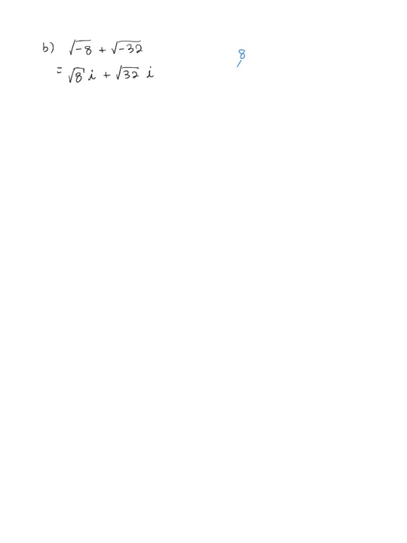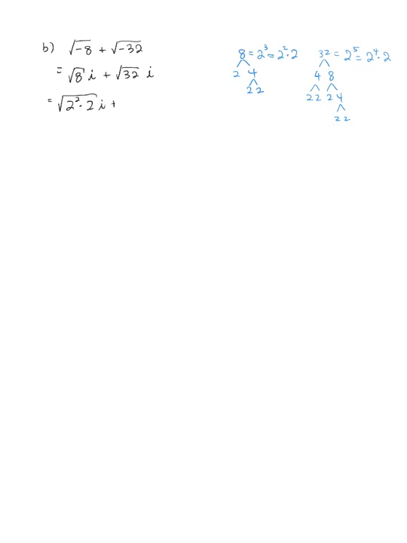Then I'm going to break down our 8. 2 times 4, 2 times 2, so this is 2 to the third, but I'm looking for perfect squares. So I'm going to rewrite this as 2 squared times 2. Okay, and then let's take a look at 32. 4 times 8, 2, 2, 2, 4, and then 2, 2. So what do we got? We got 2 to the 5th, but I'm looking for perfect squares, so I'm going to break it off at 2 to the 4th times 2.